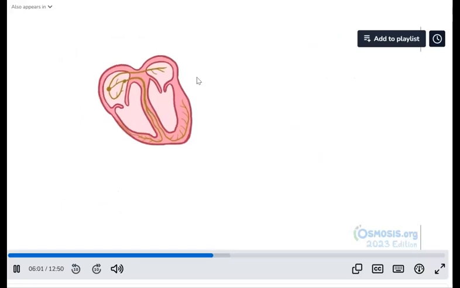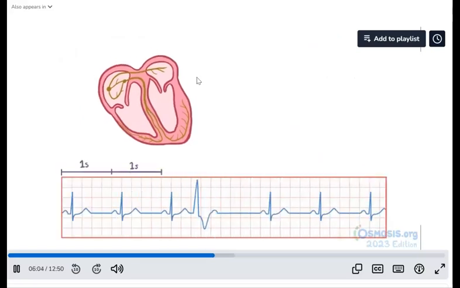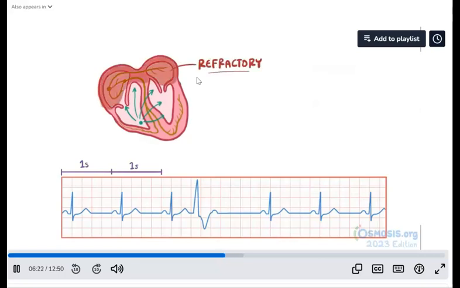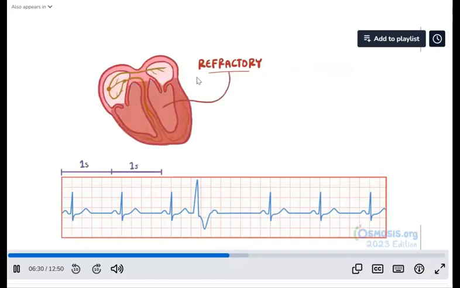Alright, so let's say that the heart's cruising along at about 60 beats per minute, which means that there's 1 second between P waves and QRS complexes. All of a sudden, an ectopic focus in the ventricles fires off, which contracts the ventricles, and that wave of depolarization tries to travel up to the atrium. But since this happened so close to the previous depolarization, the atrium's still in its refractory period, so the wave gets stopped at the AV node.